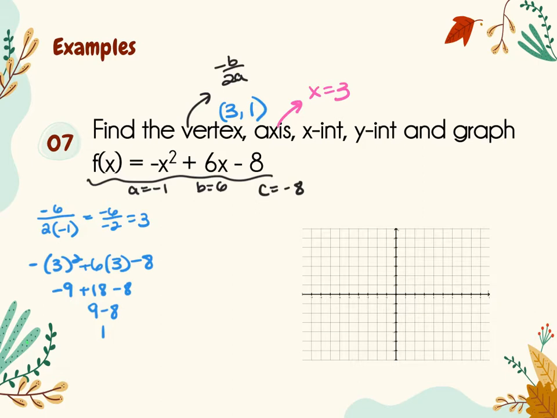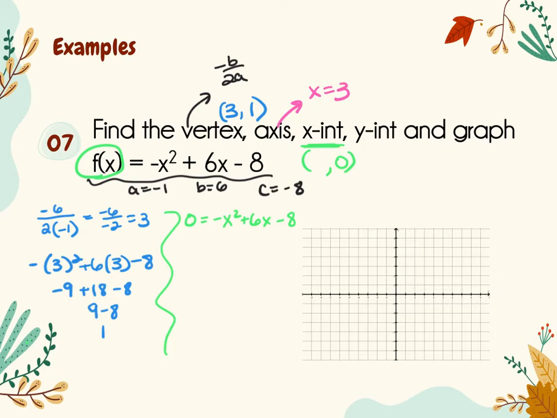Okay, then I want to do my intercepts. I'm going to start with my x-intercept. And to do that, I plug 0 in for y. So I plug 0 in for the f of x because that's the same thing as y. I get 0 equals negative x squared plus 6x minus 8.